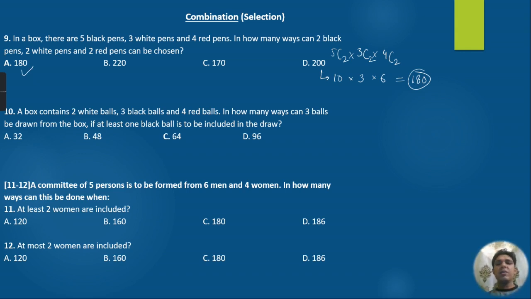Okay, talking about the next question. Question is, a box contains 2 white balls, 3 black balls, 4 red balls. In how many ways can 3 balls be drawn if at least one black ball is to be included? Right? If at least one black ball is to be included. Total number of black balls that we have is 3, and total number of other balls, we have 6, right?